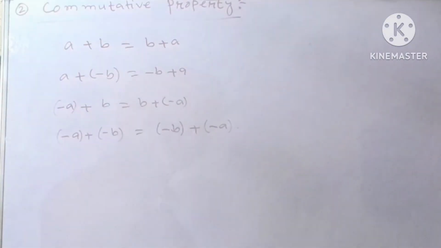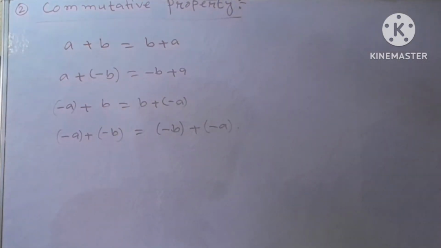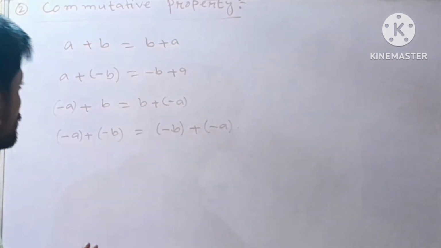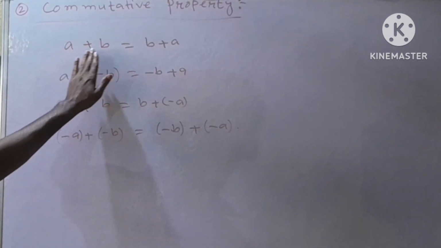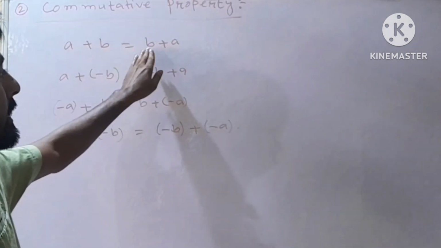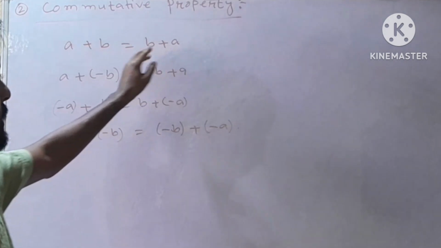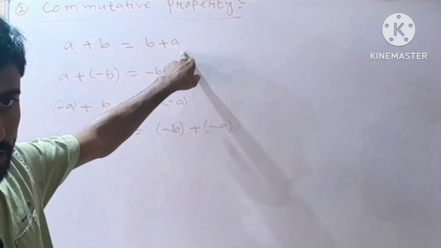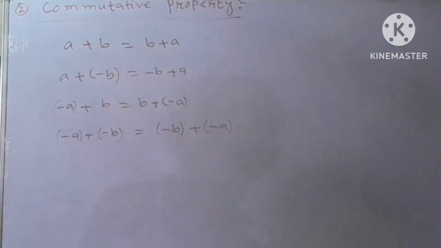Next property is the commutative property. Commutative property means suppose we add two numbers, say a and b, both positive. a plus b will be equal to b plus a. That means we can write b first and a second. The result will be the same.